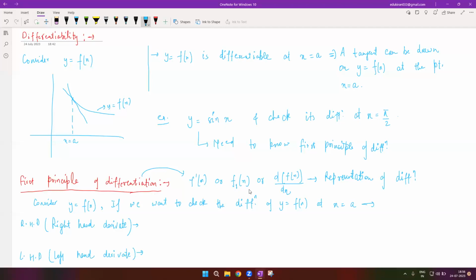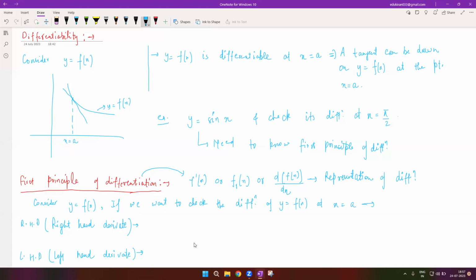Now, if you are finding out the differentiation at a particular point, you just replace x with that point. So let's say I want to find out the differentiation of y equals f(x) at x equals a. So instead of writing f dash x, I will write f dash a. I will replace x with a because it means that you are finding out the differentiation at a particular point and you put that point in place of x.